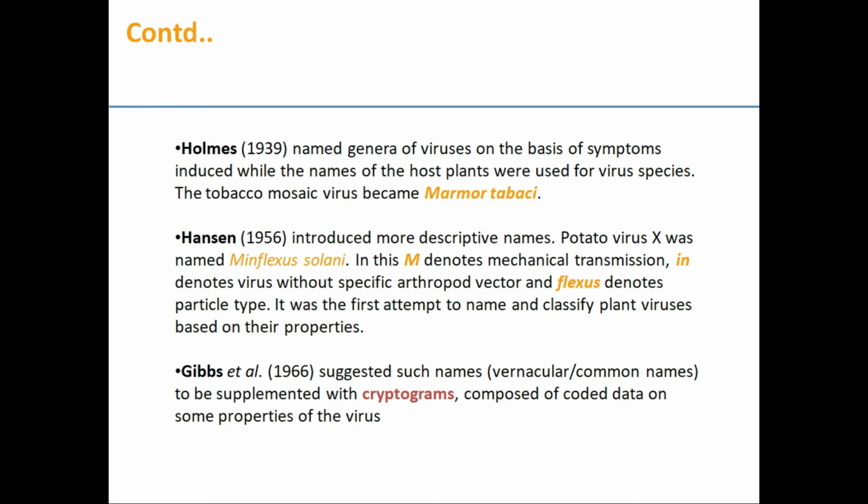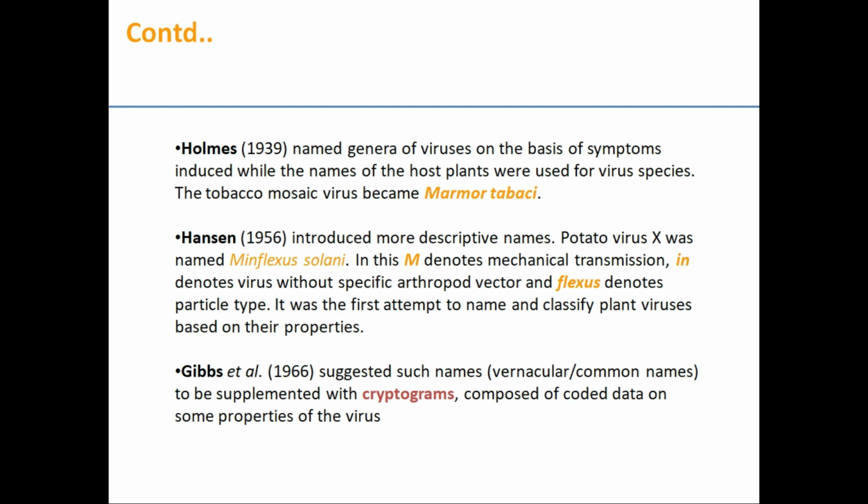Then Holmes in 1939 named genera of viruses on the basis of symptoms, while the name of the host plant was used for virus species name. So tobacco mosaic virus became Marmor tabaci. Marmor is the symptom, that is mosaic, and tabaci is the host. So this is the first attempt to give scientific name of plant viruses in line with the Latin binomial of other organisms like plants, animals, insects. However, this proposal was not accepted.